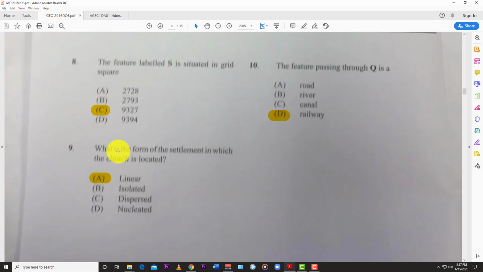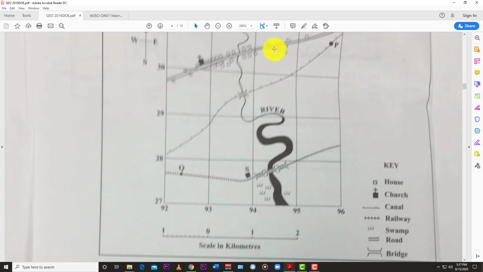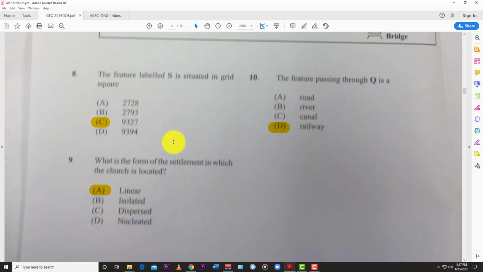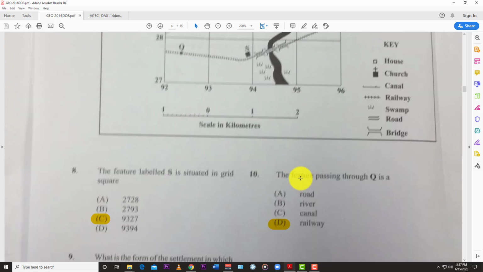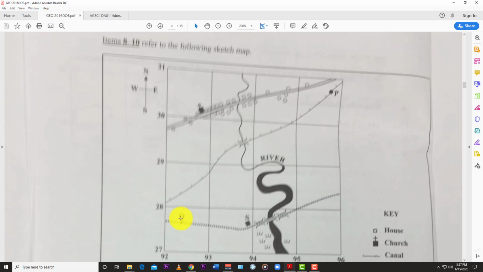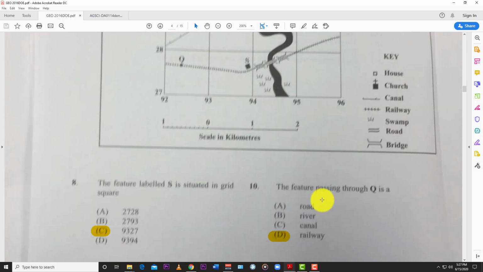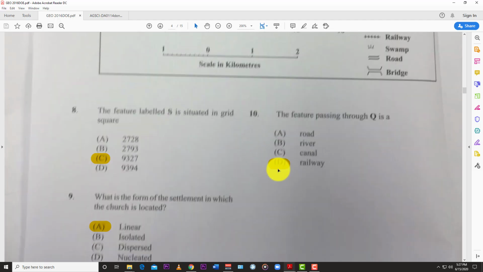Number 9, what is the form of the settlement in which the church is located? We know the church is along the main road here, so it is a linear settlement. Number 10, the feature passing through Q is, and so we're looking at Q. Where is Q? You have Q right here, and the feature based on the key is the railway. So number 10 is D, the railway.